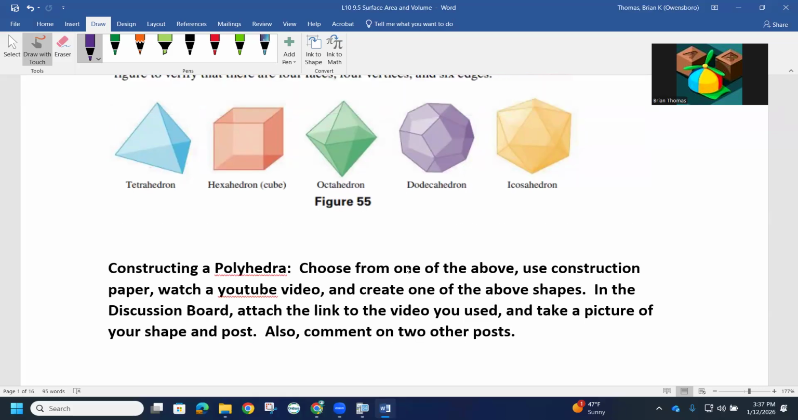See if you can find a video out there that shows you how to construct one of these polyhedrons. My goal is to try to construct this octahedron. I think my ability is there; that's where I feel comfortable. I don't think I have the ability to do the dodecahedron or the icosahedron. But if you've got experience doing these types of things, show us making these higher level ones.